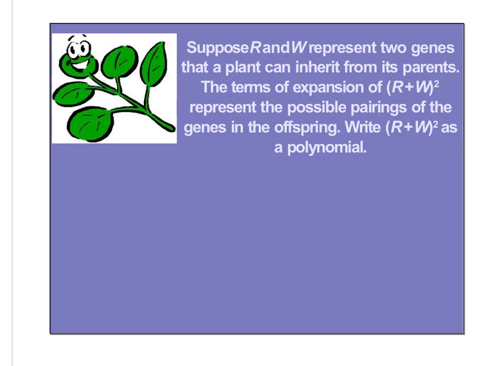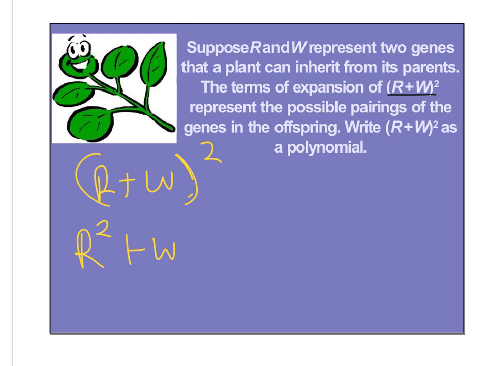So let's take a look. Suppose R and W represent 2 genes that a plant can inherit from its parents. In terms of expansion of R plus W squared, represent the possible pairings of the genes of the offspring. Right, R plus W squared is a polynomial. This is a great one to talk about because here's what happens often. The number of people that love to try and tell me that this is R squared plus W squared is amazing. And that is absolutely the wrong answer.